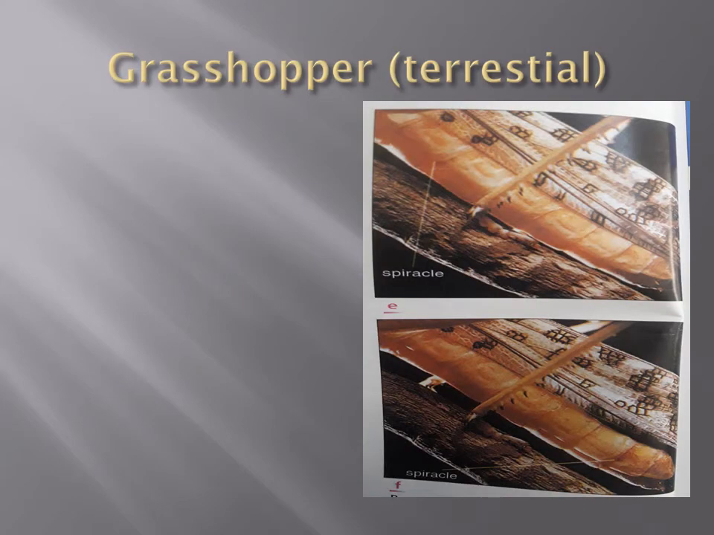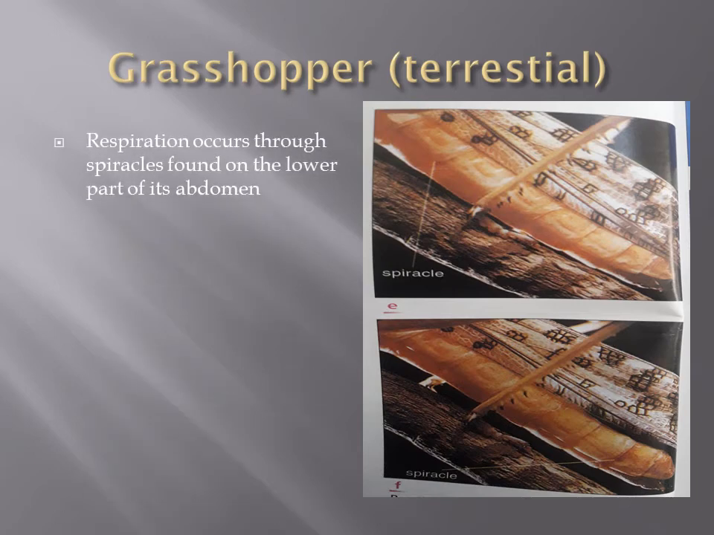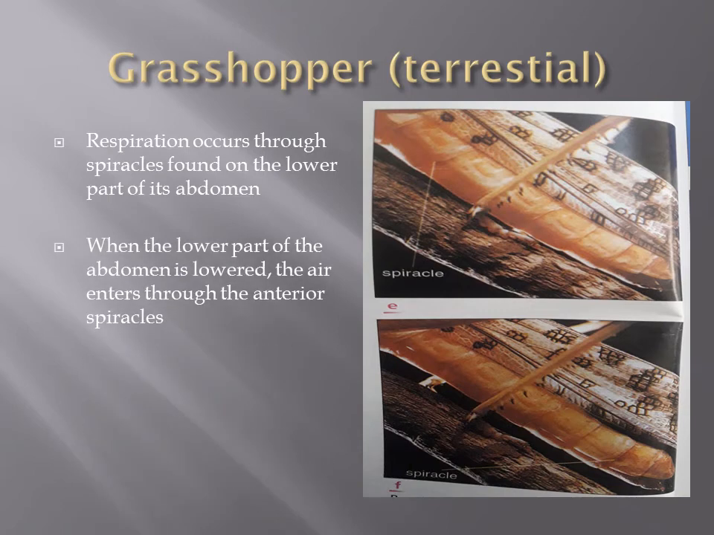In the case of a grasshopper, which is a terrestrial animal, this means that it lives on land, respiration occurs through spiracles found on the lower part of its abdomen. So, on the lower part of the abdomen of a grasshopper, there are spiracles. These are openings on the lower part of its abdomen, through which respiration occurs.